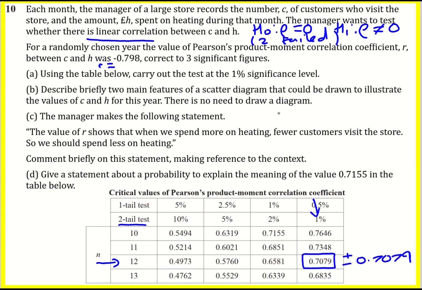At this point, I quite like to draw a little continuum up here. We've got minus 1, 0, and 1. And I've got my two critical values up here, 0.7079, and then here, minus 0.7079. So the critical region is here and here. And then for ours, we've got minus 0.798. So we can see it just creeps inside. It's lower than minus 0.7079.